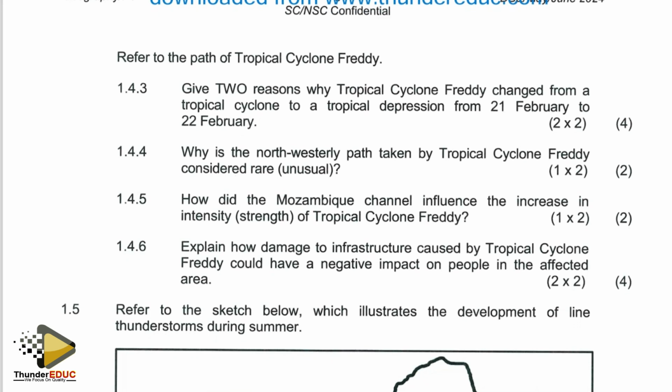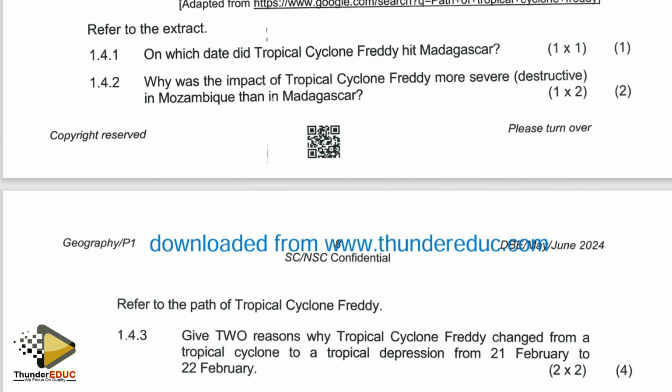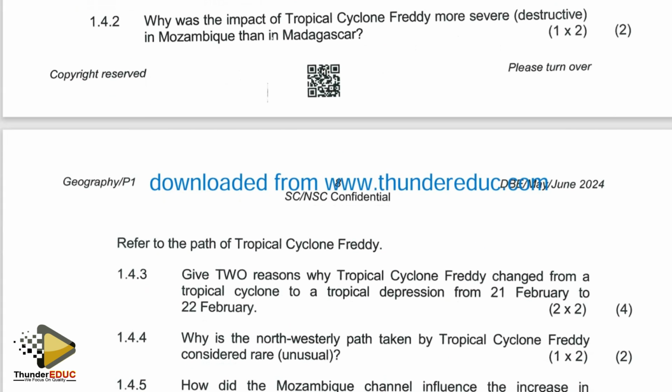Right, let's go to the next question. Refer to the path of the tropical cyclone. Give 2 reasons why tropical cyclone Freddy changed from a tropical cyclone to a tropical depression from 21 February to 22 February. You can also relate these 2 questions. They are almost related from the way the questions are appearing, because you are looking at 21st February in Madagascar and 22nd February over Mozambique.